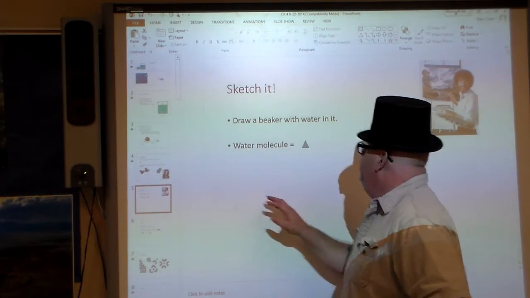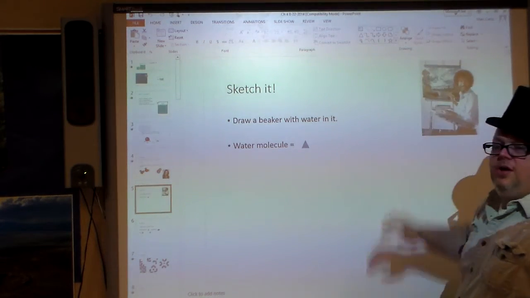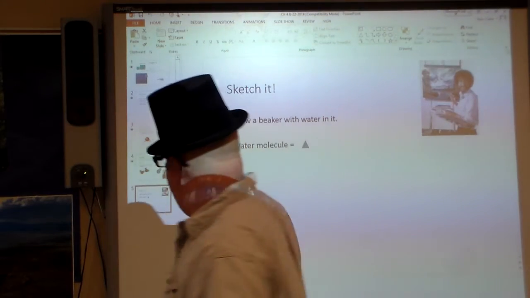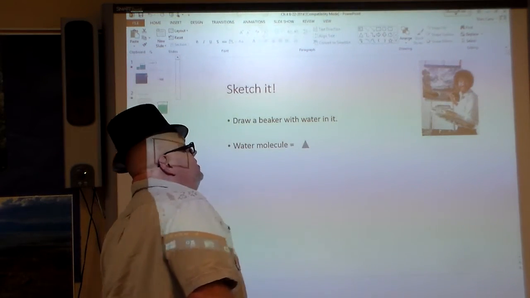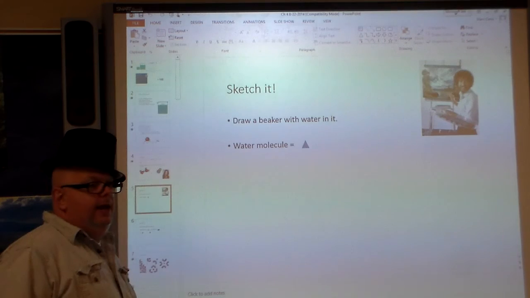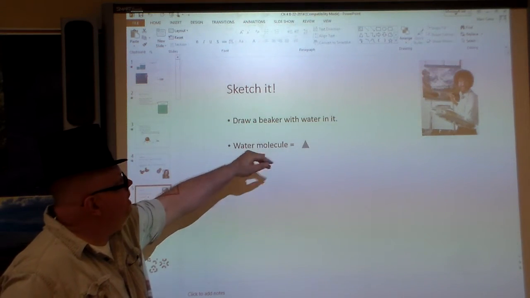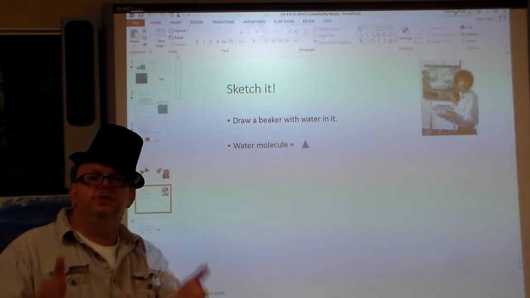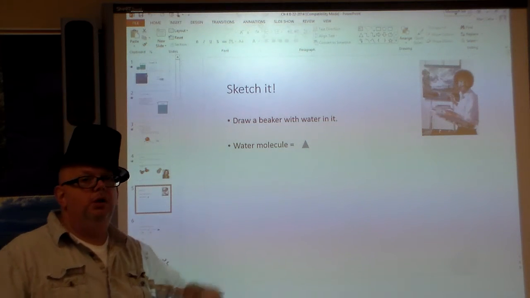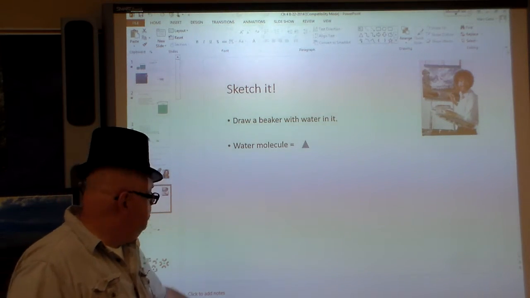So here we got the famous artist Bob Ross. He has passed away since then. What they call draw a beaker with water in it. Now we're going to do something fairly simple. We're going to draw a beaker with water in it, and we're going to use a symbol to represent the water molecule. In this case, we're going to use a triangle.